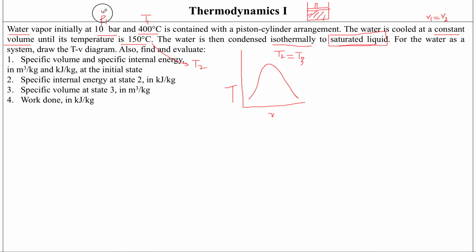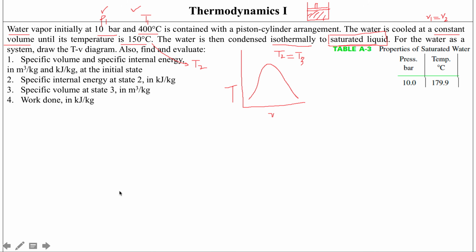And because I've got pressure information and temperature information given to me at state 1, I can go ahead and work it out through the tables and see what information is given to me. Pressure is 10 bars, so I'm going to go to table A3. In table A3, across 10 bars, I'm going to spot what the temperature given is, because this temperature gives me the saturation temperature.